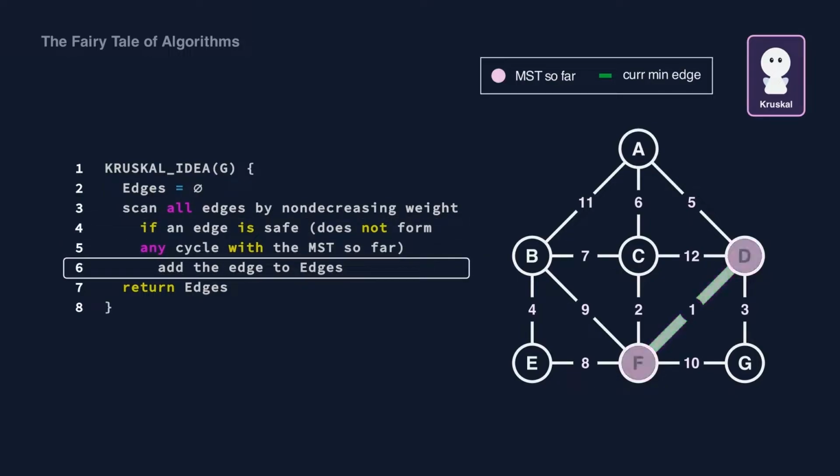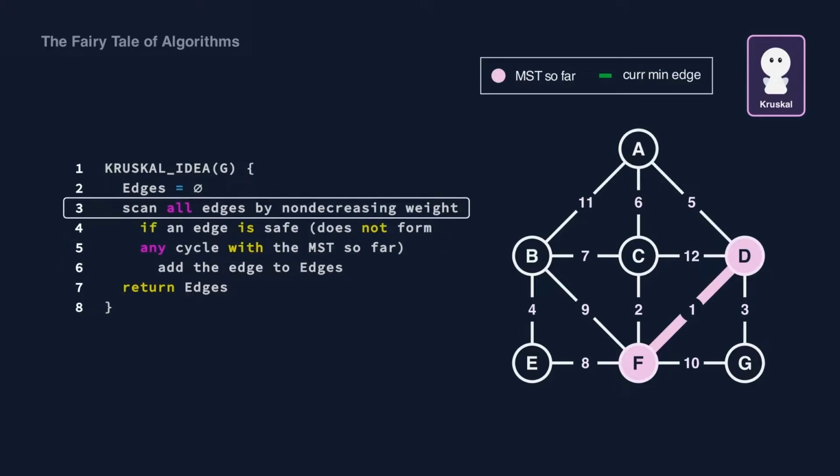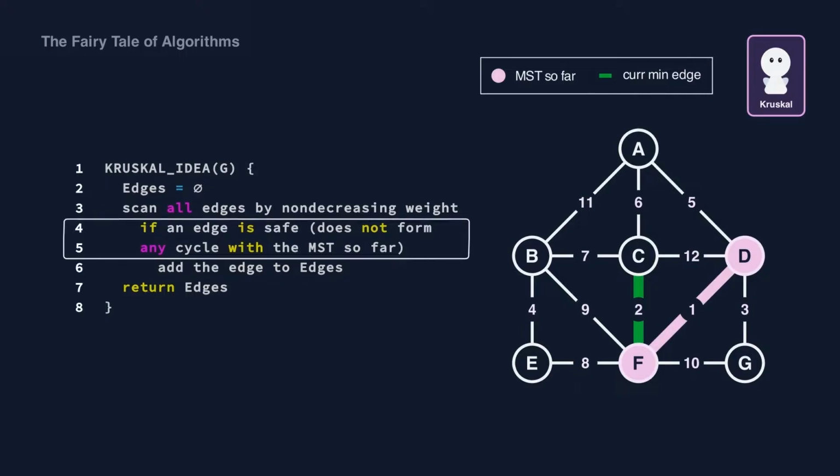Since we don't have anything in the MST now, this edge is safe and will be the first edge added to the MST. We keep collecting all safe edges until we get the complete MST. I'll let you observe how Kruskal solves the rest of the problem. Feel free to speed up and jump.